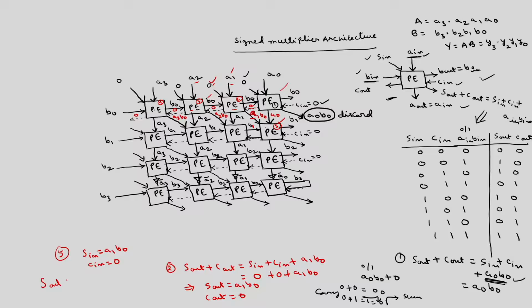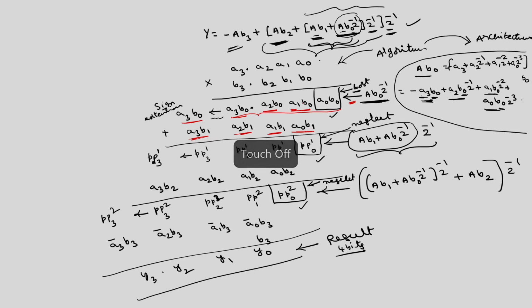So, therefore, S out plus C out is equal to S in plus C in plus A and B that are applied for this one. A is A0, B is B1. So, plus A0, B1. C in is 0. So, this is A1, B0 plus A0, B1. Okay, this will give a sum term as well as a carry term. What is the sum bit and what is the carry bit of this? If I add these two, the sum bit is PP01 and the carry bit you have to propagate and add here.